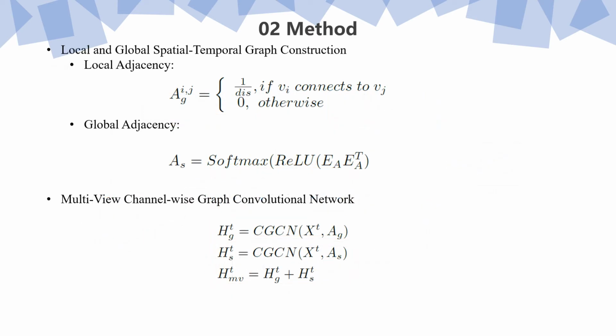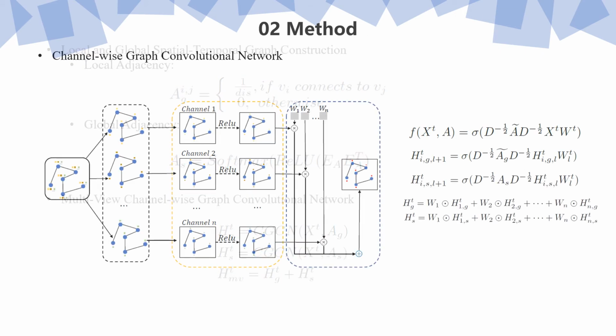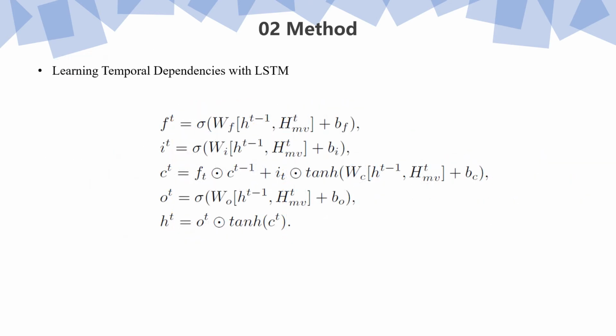These formulas show the details of local and global spatial temporal graph construction and multi-view channel-wise graph convolutional network. And this picture shows the framework of channel-wise graph convolutional network. If you are interested, you can read our paper. Besides the spatial correlations, traffic flow forecasting also involves complex temporal correlations. We input the extracted spatial features into LSTM layers as follows for temporal feature learning.